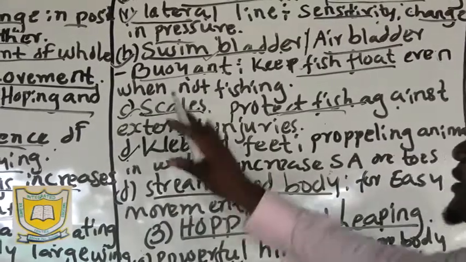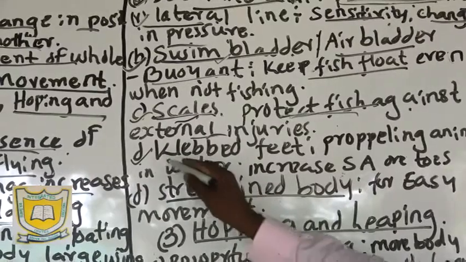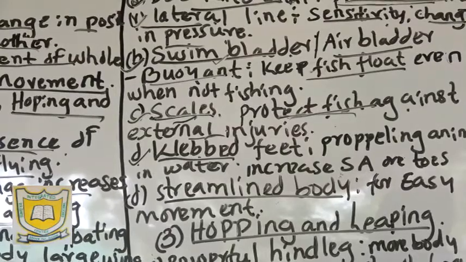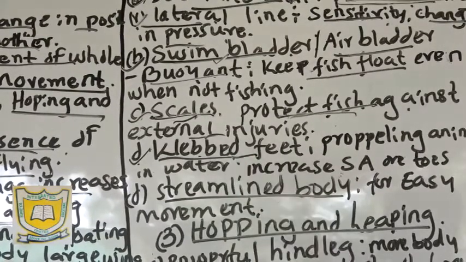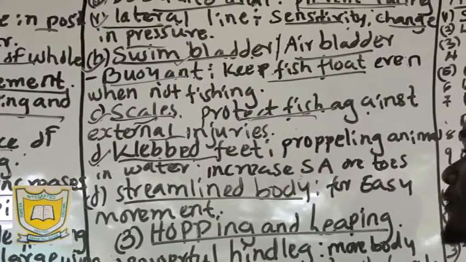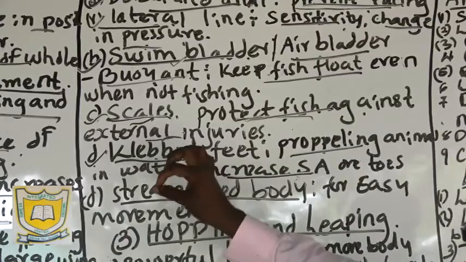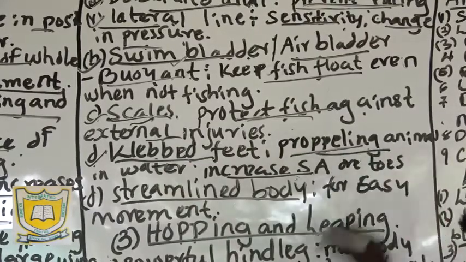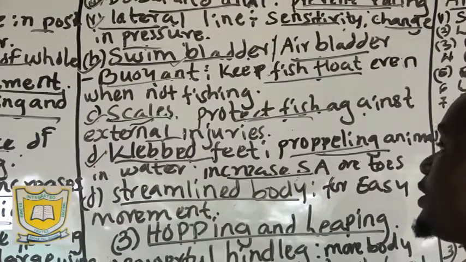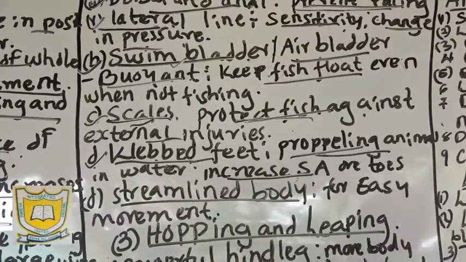Now, all these are on fish, and the webbed feet are on the birds. When we are talking about those birds that are filter feeders, we say they have webbed feet. These webbed feet increase the surface area between the toes. When they increase the surface area between the toes, it helps the bird to propel on the surface of water. So you may find birds that just move on water or swim in water. They have what we call webbed feet that help them to propel in that water.